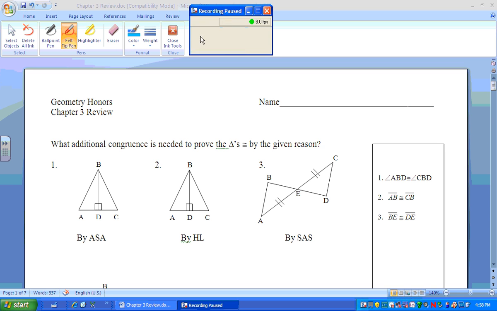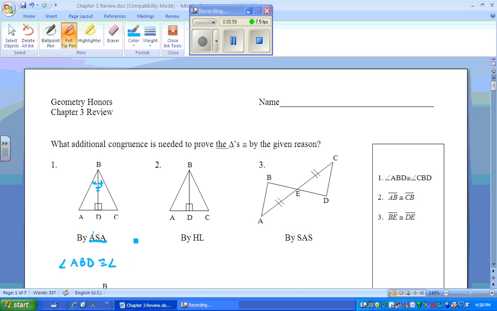Let's see what we have. The first couple questions ask what additional congruency is needed to prove the triangles congruent by the given reason. So you have to look for the given reason. This one we want angle, side, angle, and then you have to find it in here. I can see an angle, so I got one of the angles. The side, I don't see any sides marked, but I know reflexive, so there's that. And I need another angle, and they all have to be next to each other. So I got angle, side. That means the angle would have to be up here and up here, which means it's angle ABD being congruent to angle CBD.